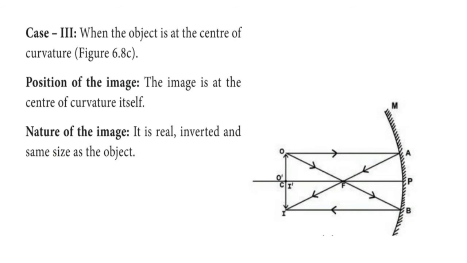In case 3, when the object is at the center of curvature, the object is placed on the center of curvature C. Now the image is formed at the center of curvature itself. In the same place, the image also forms. The nature of the image is real, inverted and the same size as the object. I dash represents the image, which is downwards. O dash is the object.